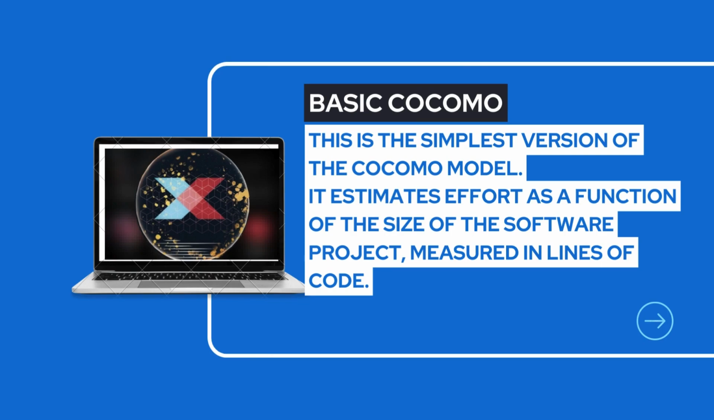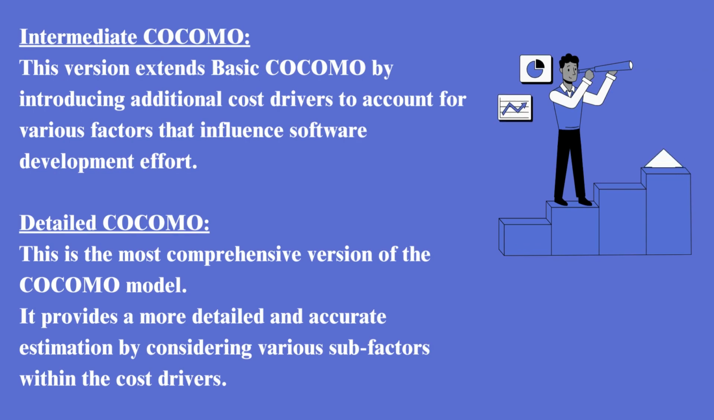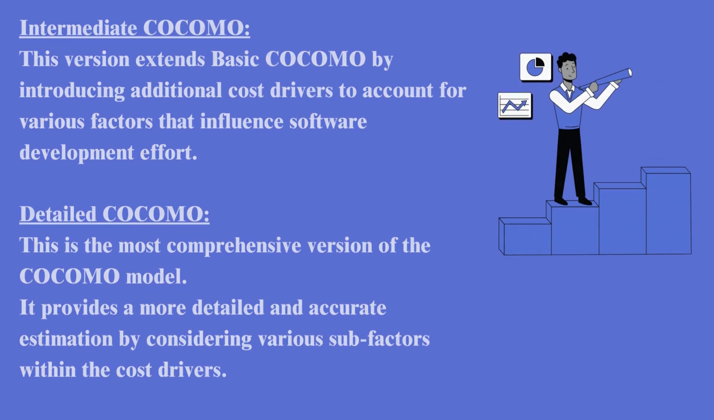Basic COCOMO. This is the simplest version of the COCOMO model. It estimates effort as a function of the size of the software project, measured in lines of code. Intermediate COCOMO. This version extends Basic COCOMO by introducing additional cost drivers to account for various factors that influence software development effort. Detailed COCOMO. This is the most comprehensive version of the COCOMO model. It provides a more detailed and accurate estimation by considering various subfactors within the cost drivers.